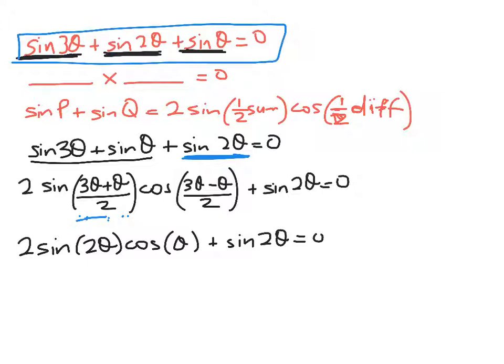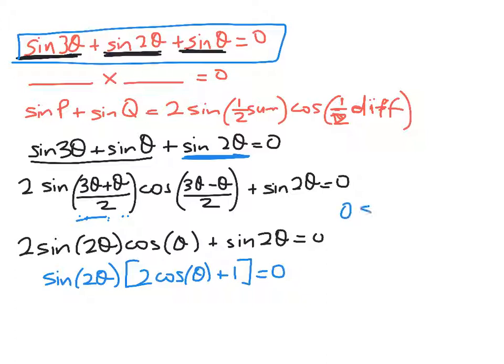We've got a common factor of sine 2 theta, so we'll take that out. Sine of 2 theta times 2 cos theta plus 1 equals 0. And remember, we're looking for theta between 0 and 2 pi.